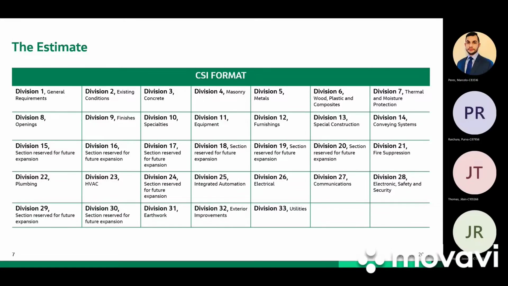Division 11, equipment. Division 12, furnishings. Division 13, special construction. 14, conveying systems. Divisions 15 through 20, those are reserved for future expansion. Division 21 is your fire alarm. 22 is plumbing, 23 HVAC. Division 24 is also reserved. Integrated automation on Division 25, electrical on Division 26, communications 27, safety and security on 28, 31 is earthwork, 32 exterior improvements, and finally 33 is utilities.